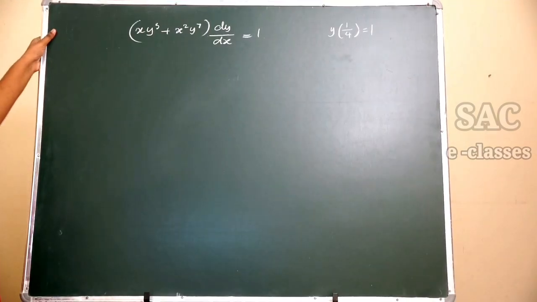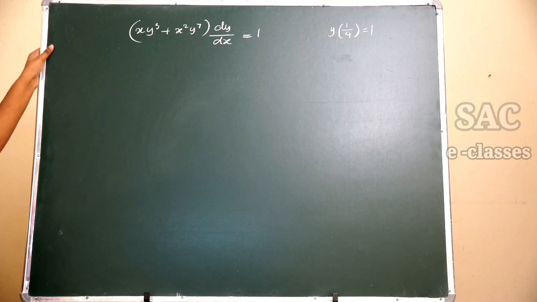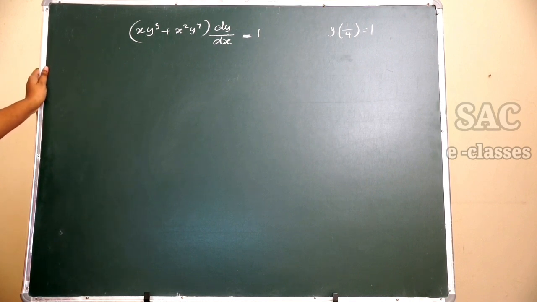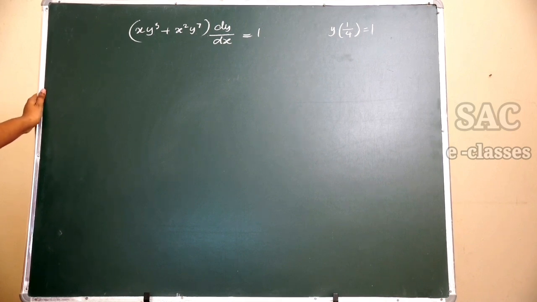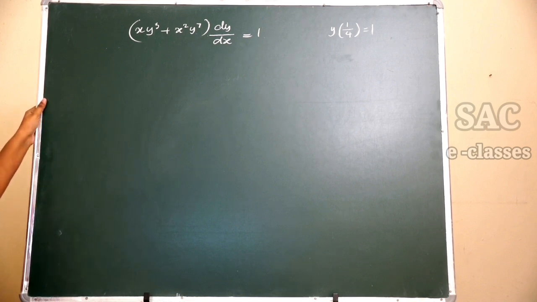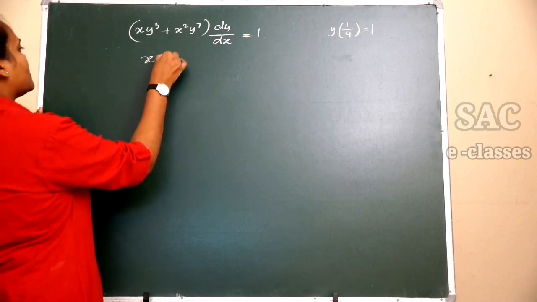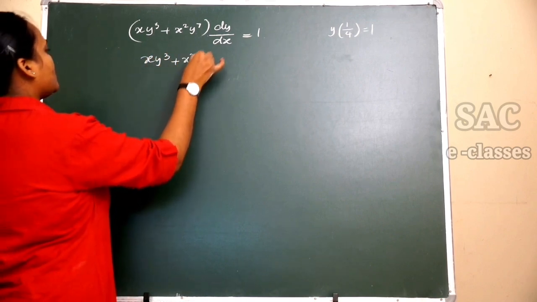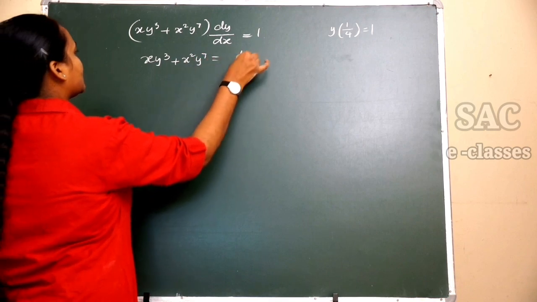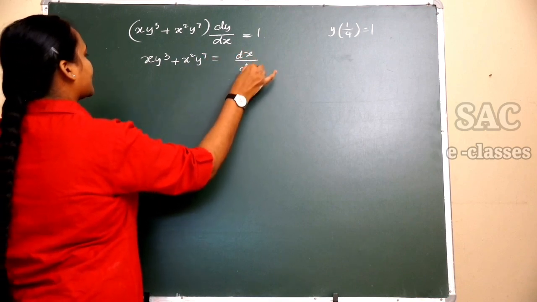Suppose the solution of xy cube plus x square y power 7 dy by dx equal to 1 and satisfying y of 1 by 4 is equal to 1, then find the dy by dx value when y is equal to minus 1. They were asked. So like the previous problem, it is not a separable one, so let me write dy by dx as dx by dy.